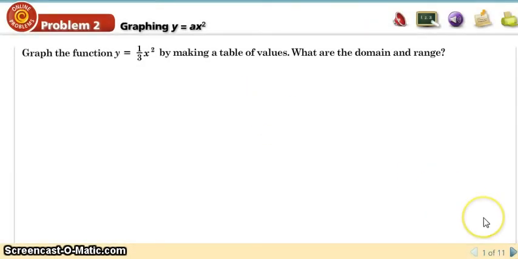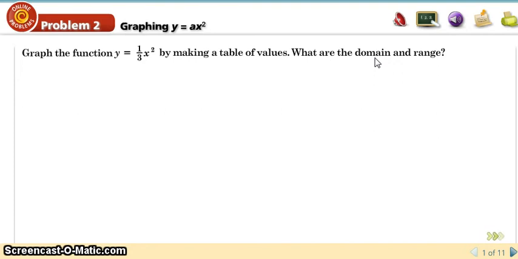Let's look at some graphs. In this problem, you will graph a function of the form y equals a times x squared. Graph the function y equals 1/3 times x squared by making a table of values. What are the domain and range? So we're going to graph just like we have with our linear equations when we were graphing those by making a table of values. So you should be familiar with that. Then we're also going to look for domain and range. We've discussed this several times when we were talking about functions.